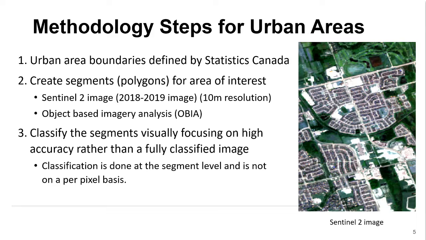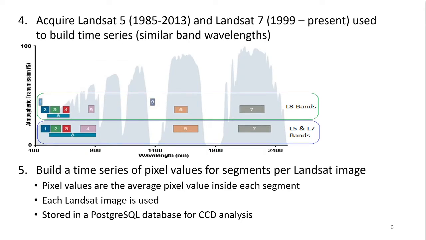And then we classify the segments visually, focusing really on high accuracy rather than a fully classified image. The classification is done on a segment level, and it's not on a per-pixel basis. Once we have this image segmented, we acquire the Landsat 5 and Landsat 7 data to build the time series, and we use these two satellites because they have similar wavelengths.